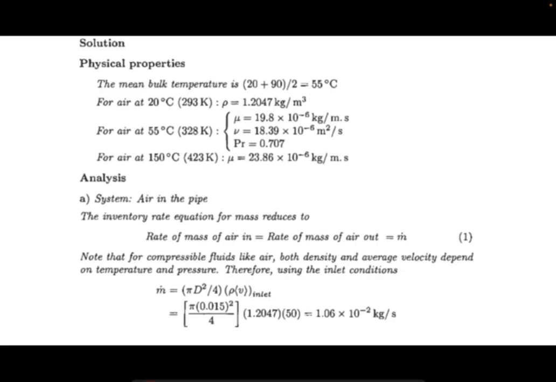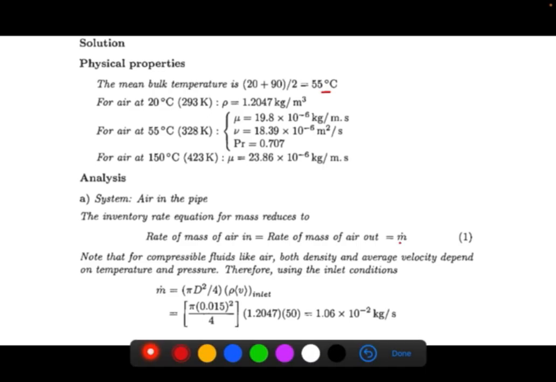So all the physical properties given to us are at the mean bulk temperature, that is the average of 90 and 20 degrees Celsius, that is 55 degrees Celsius. For air we have density at 20 degrees Celsius. At 55 degrees we have viscosity, kinematic viscosity and Prandtl number. For air at 150 degrees we have viscosity.